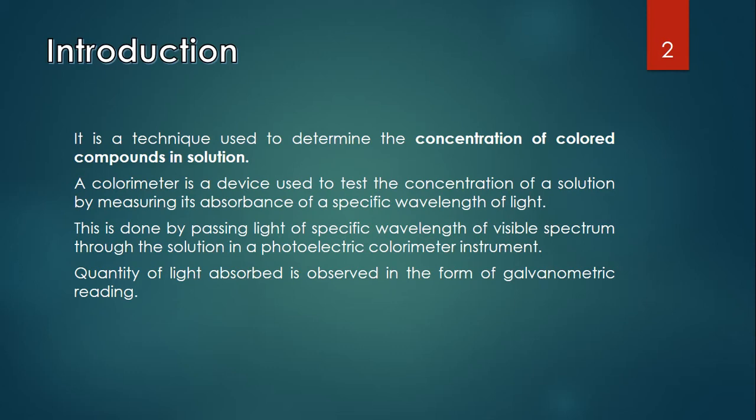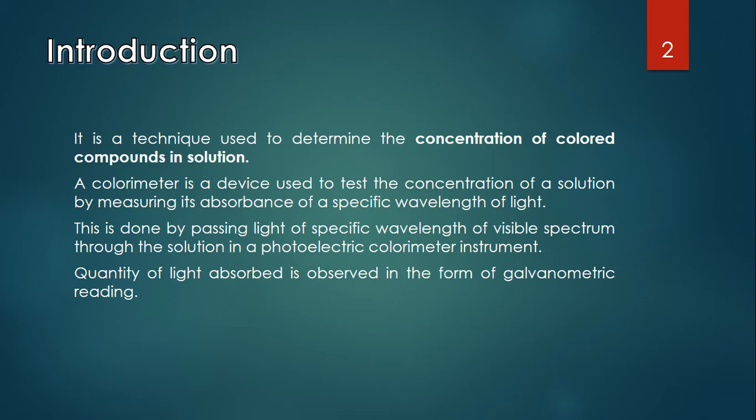So colorimetry is a technique which is used to determine the concentration of colored compounds in a solution. And the instrument which is used to determine this is known as a colorimeter. Hence, a colorimeter is a device which is used to test the concentration of a solution by measuring its absorbance of a specific wavelength of light.